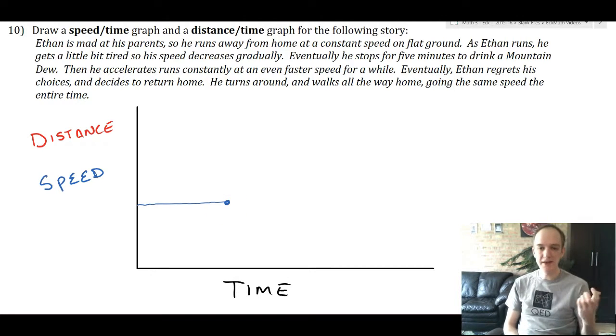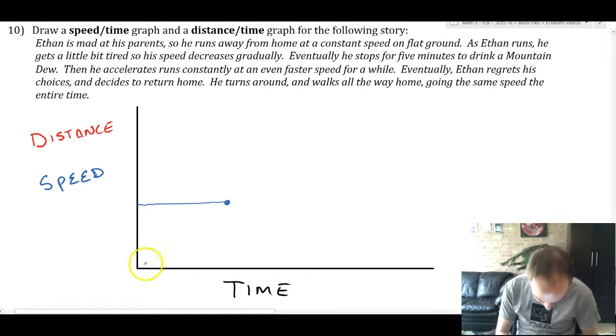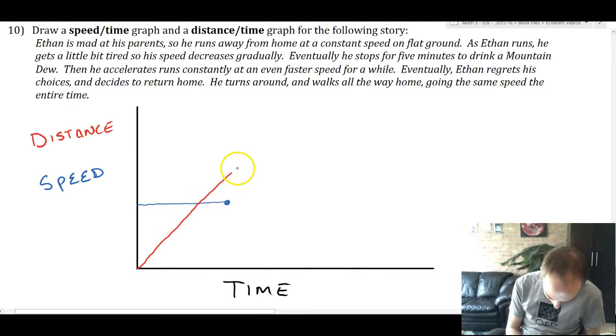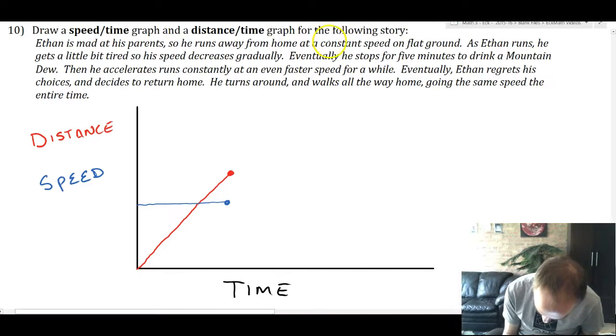When he's running at a constant flat speed, that means his distance is going to increase at a linear rate as well. So that's the first part of the story. Let's label the parts of the story. So at constant speed on flat ground, that's 1. So we'll label this part of the story 1.